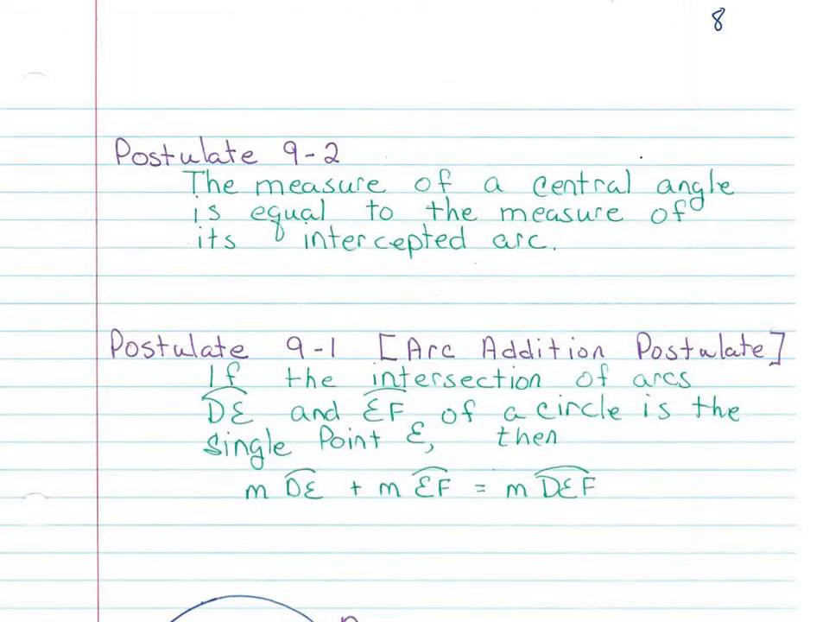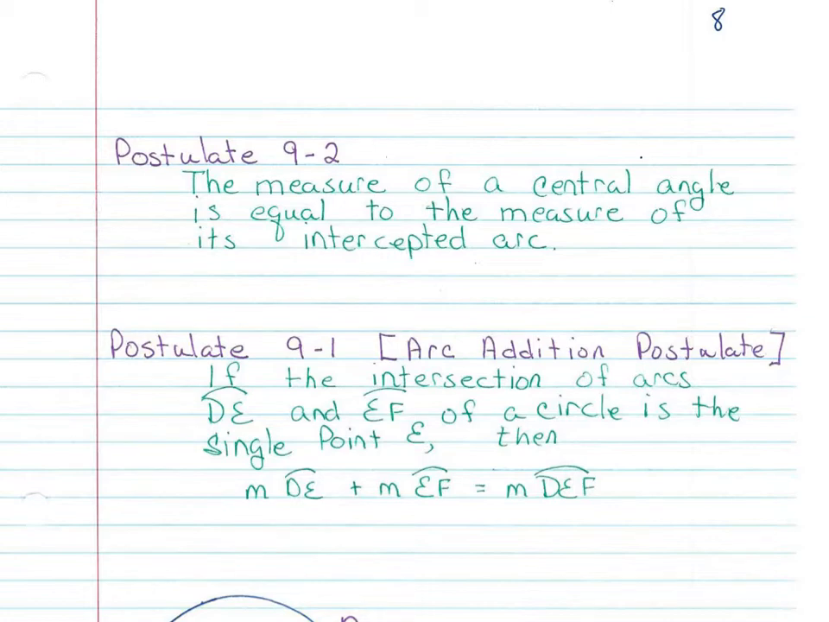Is the arc addition postulate. We had a segment addition postulate, we had an angle addition postulate, and now we have an arc addition postulate. And this says that the measure of a central angle is equal to the measure of its intercepted arc. So if you know the measure of the central angle, the measure of the intercepted arc is the same thing. So arcs are measured by their corresponding central angles.